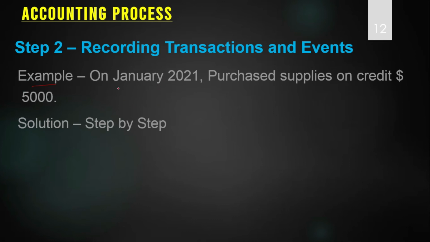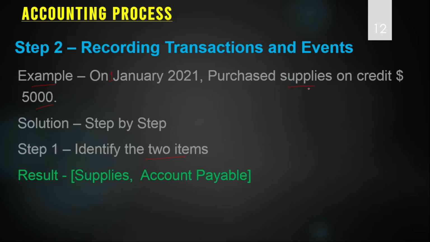The example is on January 1, 2021, purchase supplies on credit 5,000. So first step is to identify the two items. What are the two items in this transaction? The first item is supplies, and you are purchasing it on the credit, so it means the other item will be accounts payable. This is the liability.